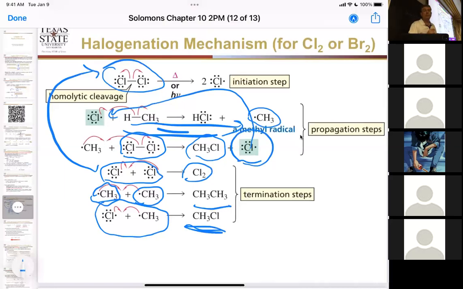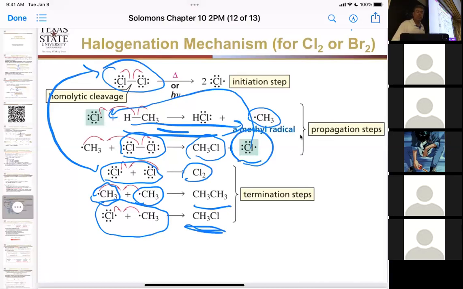Yes. So to start the initiation step, you just need heat, essentially? Heat or light. That's what the h nu means. H nu means light and the delta means heat. So yeah, depending on how strong the bond is, like some peroxides start at 50 degrees C, some of them don't start till 100 degrees C. So you actually can choose your reaction temperature by choosing your radical generator, your initiator.